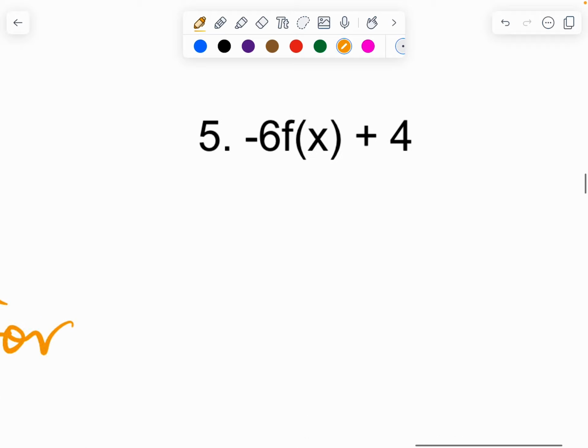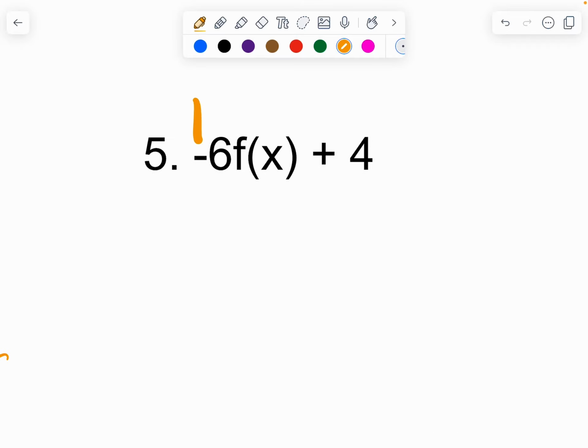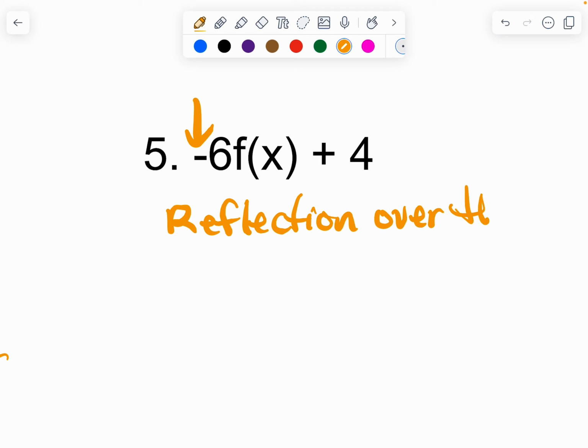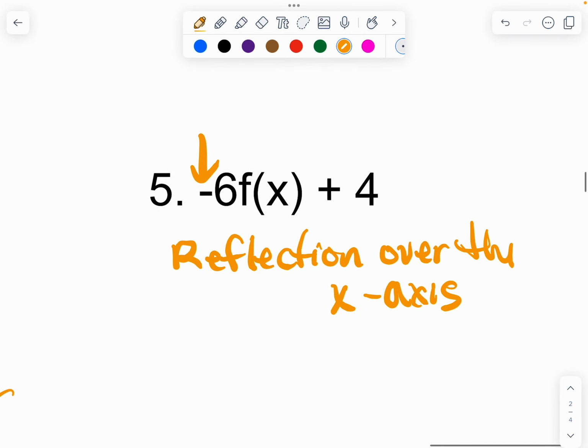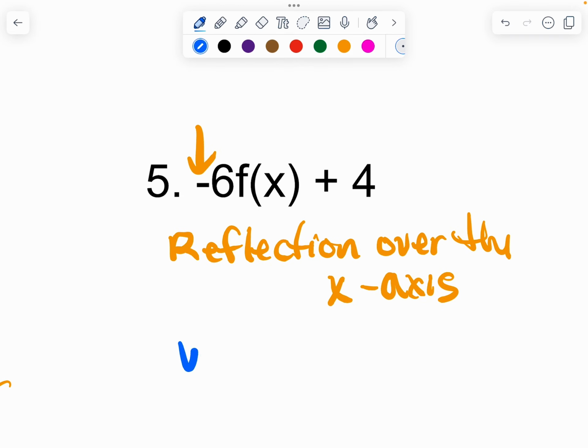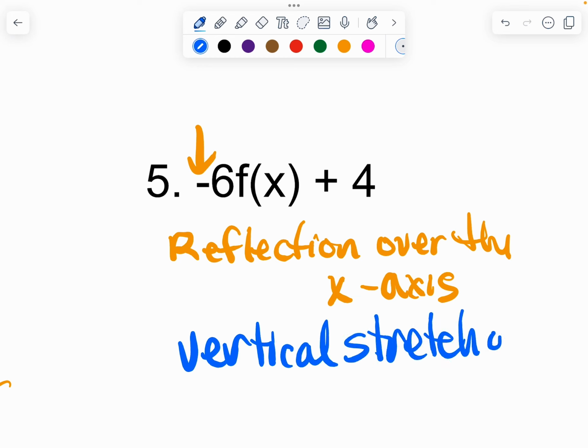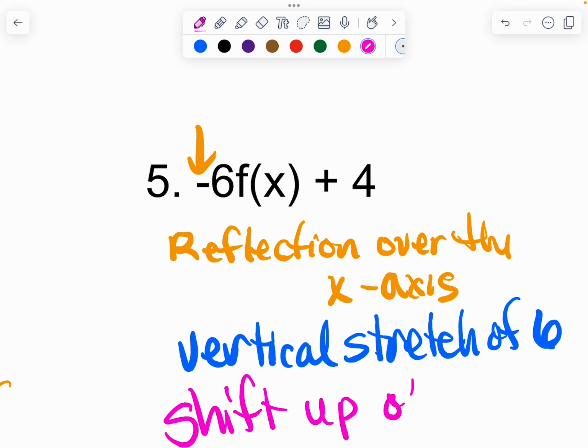So then here, what are all the things that are happening? If I start here, we've got a reflection over the x-axis. Then we've got a vertical stretch of 6. And then last but not least, we have a shift up of 4. Those are all the things that are happening in that.